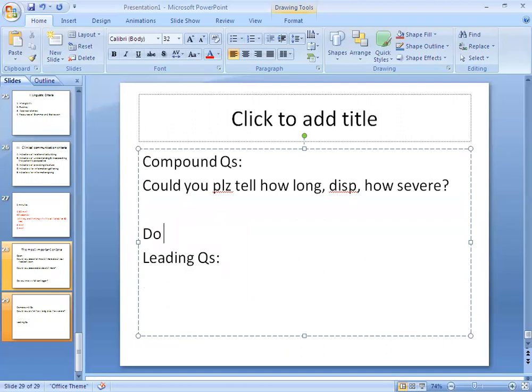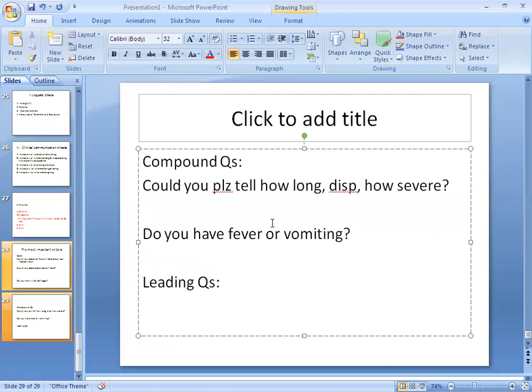For example, do you have fever or vomiting? Okay. Asking two things in one question, okay? Actually, two or three things in one question is called a compound question. Should we use it or should we avoid it in OET? Avoid. Why? Because it's too complicated.